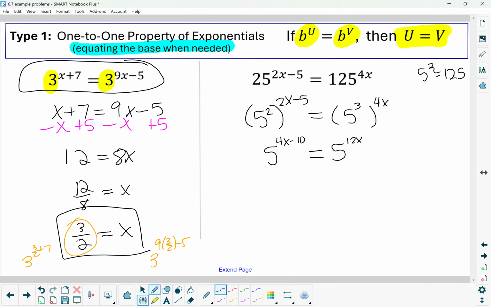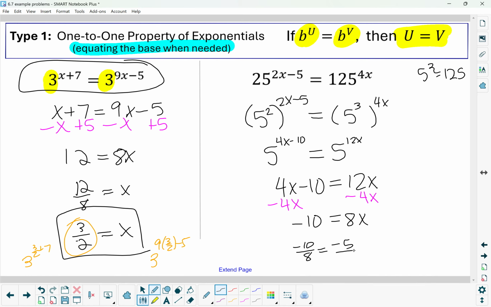So now if 5 to the power 4x minus 10 is equal to 5 to the power 12x, the only way that's possible is if the power 4x minus 10 is equal to the power 12x. So we can now finish solving this fairly easily. We get negative 10 is equal to 8x. And so then when we divide by 8, that's equal to negative 5/4. So we get our solution.